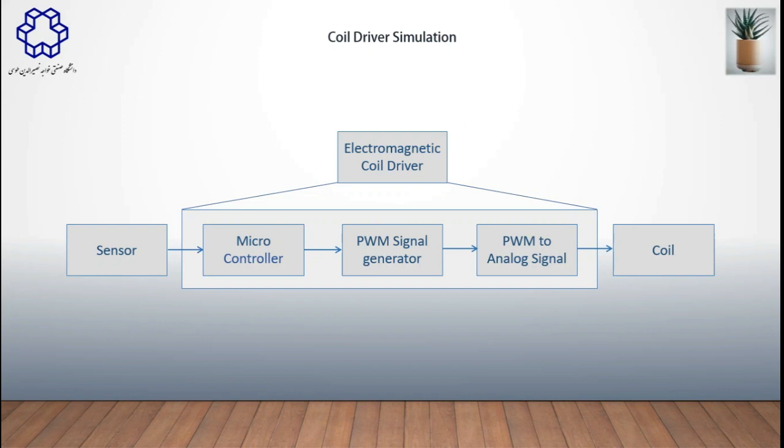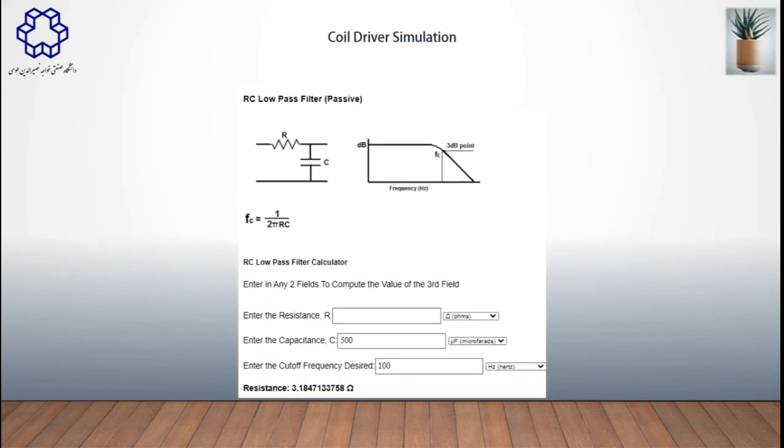We can use PWM to produce an analog signal to solve this problem. For producing the analog signal, we need an RC low pass filter. I used a 500 microfarad capacitor and a 100 Hz cutoff frequency. With this formula, we reach 3.18 ohm for the resistor.